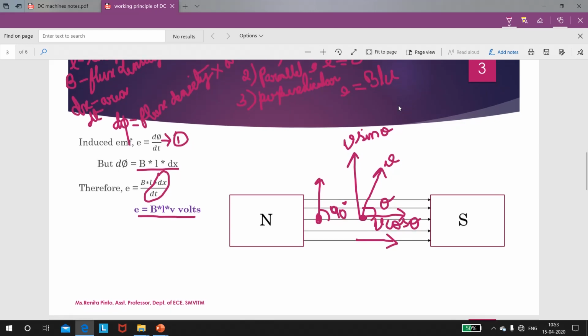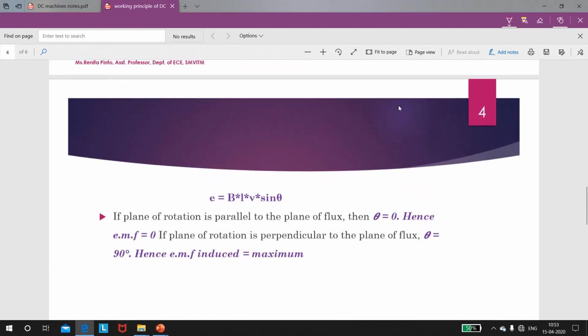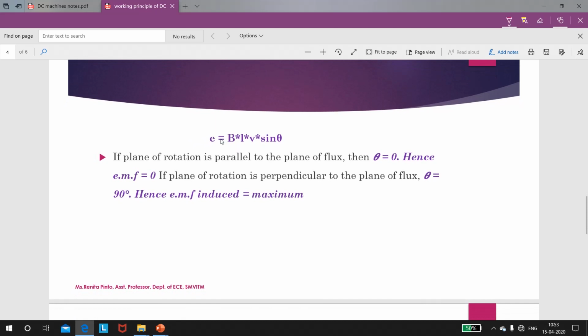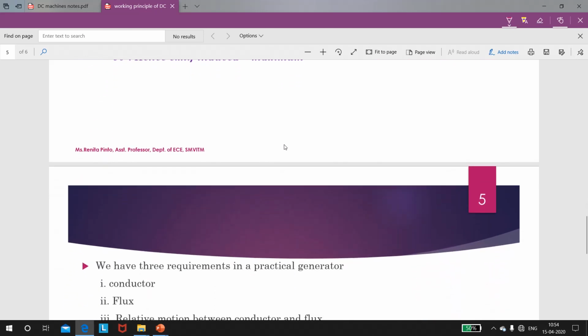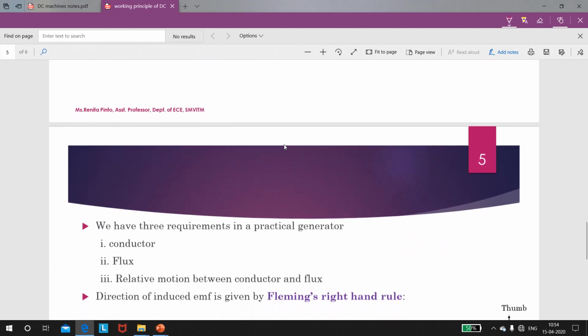Therefore, we have different cases here. According to that, dynamically induced EMF can be given by the equation E is equal to B into L into V sin theta. If the conductor is moving parallel to the magnetic lines of force, theta will be equal to 0 and no EMF will be induced. Suppose the conductor is moving perpendicular to the lines of force, theta will be equal to 90 degrees and maximum EMF will be induced. So this is the working principle of the DC generator.